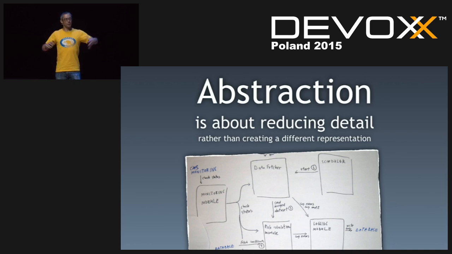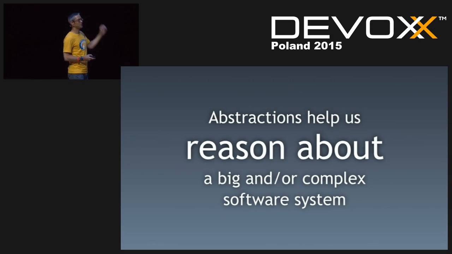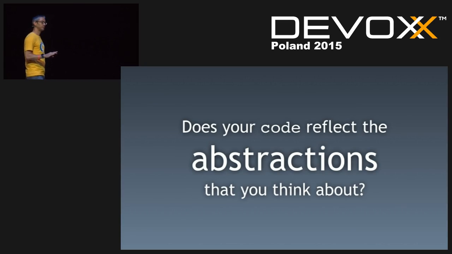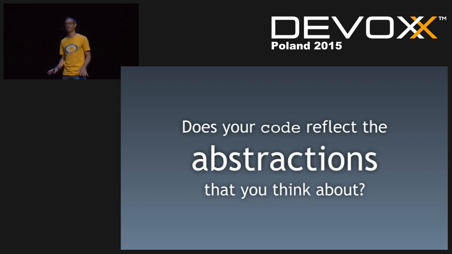But what we do is we group these classes together into modules, or components, or services, or layers. And we use these abstractions on our diagrams. So abstractions allow us to reason about a large or complex software system. And that's good. But do these abstractions reflect reality? In other words, can we see these modules, services, components, and layers in the code base?